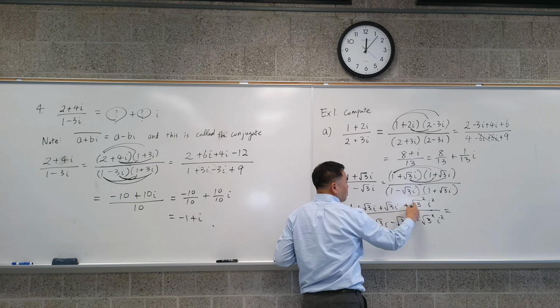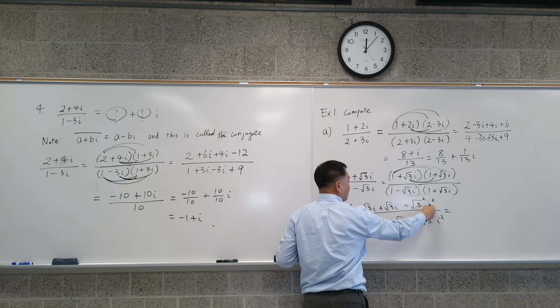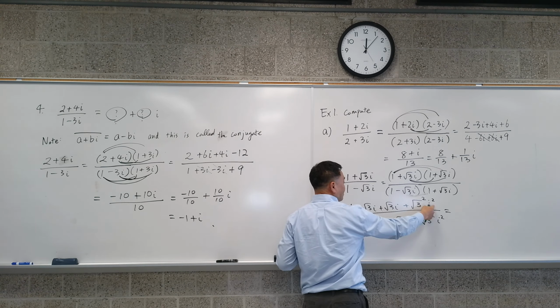The square of the square root of 3 will just give you 3. i squared is negative 1, so on the top you get 1 minus 3, which is negative 2. These two are the same, so it doubles. They double as 2 radical 3 i. On the bottom, these two cancel. i squared cancels with the negative, so it's a plus, so you end up doing 1 plus 3, which is 4.